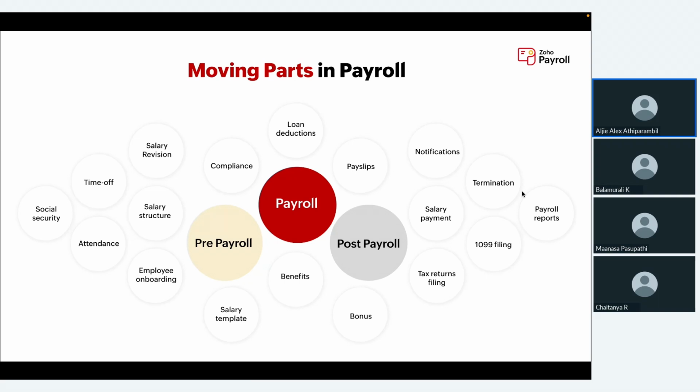Now, in terms of the payroll, the core engine. This is where the actual salary calculations happen. Inputs like earnings, deductions, and timesheets are processed. Accuracy here is critical, and a small error can snowball quickly. Now, in terms of post-payroll, basically what happens after.